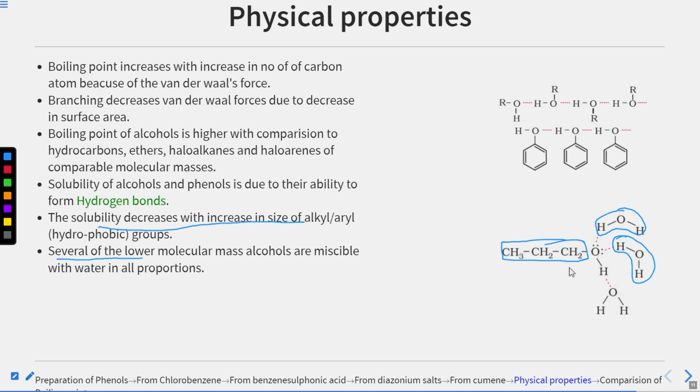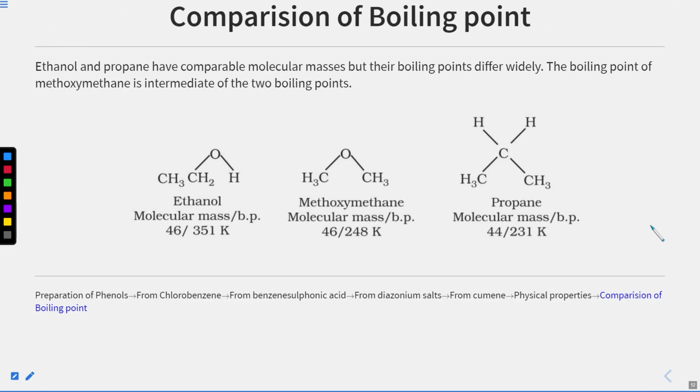Now several of the lower molecular mass alcohols are miscible with water in all proportions. Due to the decrease in dipole moment with an increase in the chain length, the alcohols having lower molecular mass dissolve easily in water as compared to the ones having greater molecular mass. So this is the comparison of what we have: ethanol, methoxymethane and propane.